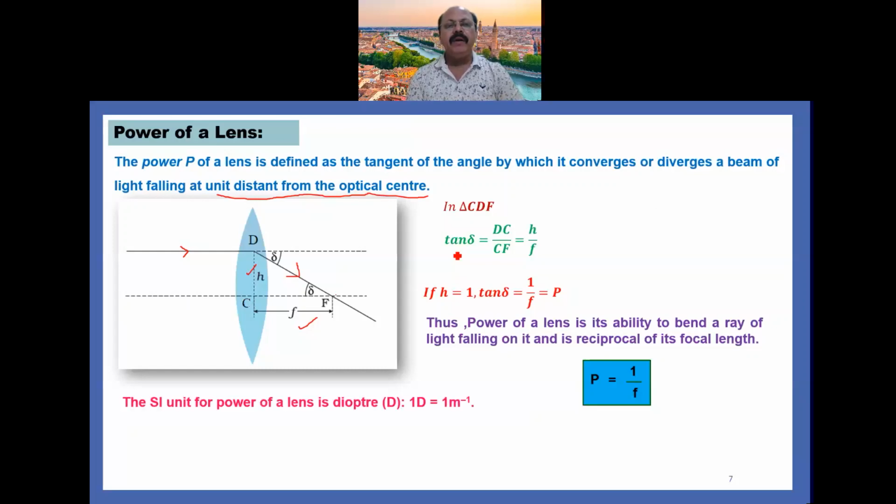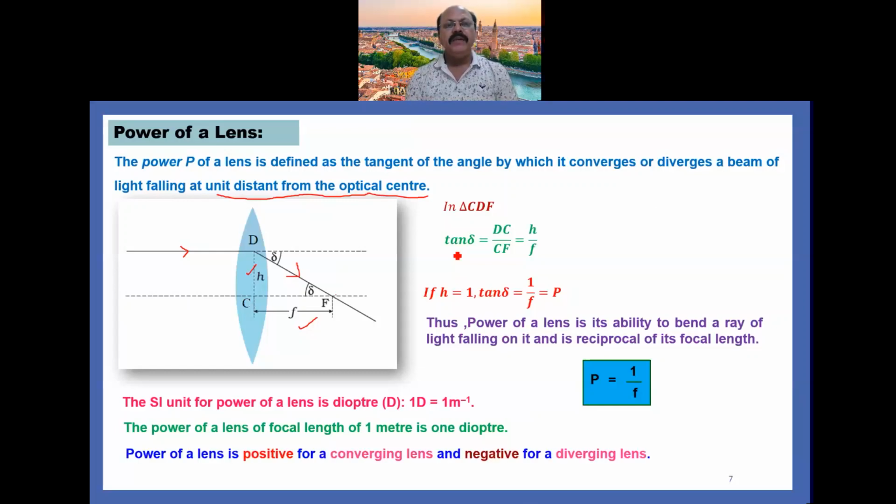SI unit of power of lens is diopter, that is 1 D. D is the representation of diopter, which is capital D. So 1 D equal to 1 meter inverse. Thus power of a lens of focal length 1 meter is 1 diopter. Power of lens is positive in case of the convex lens or converging lens, and it is negative for concave lens or diverging lens. So this is about power of a lens.